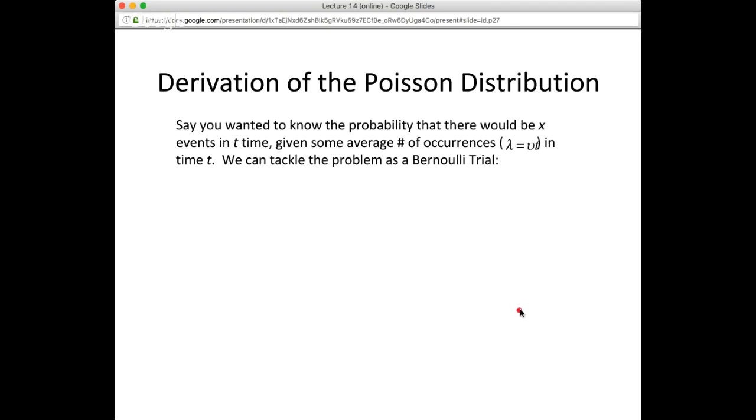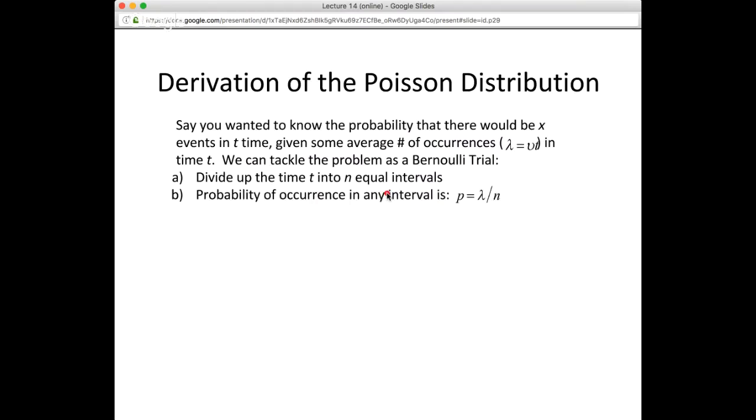So I just showed you what the Poisson distribution is, but we can learn a little bit more about it by showing at least one derivation, which is based on a limit of the binomial distribution. That gives us a better sense of how the binomial and the Poisson distribution are related. If you wanted to know the probability that there would be x events in time t, given some average number of occurrences, say lambda equals nu times t, we could tackle this problem as a Bernoulli trial. We would divide up that time t into n equal intervals, and then note that the probability of an event occurring in any interval is just the average number of occurrences in time t divided by the number of intervals, n. So our probability in a binomial trial is going to be lambda over n.